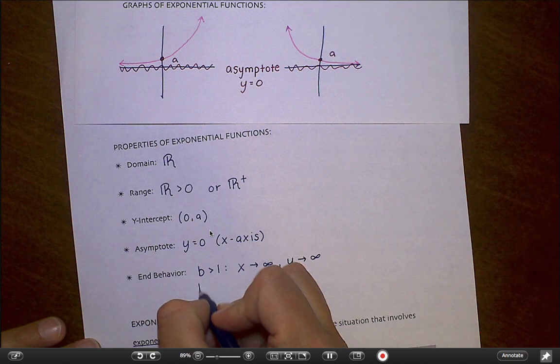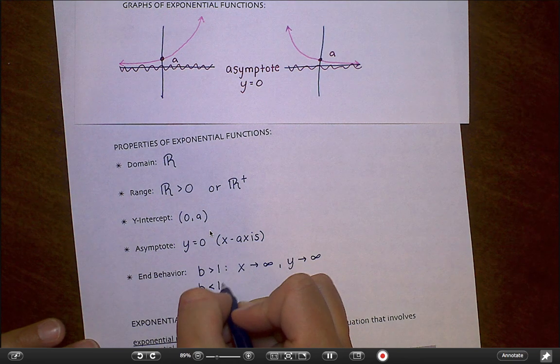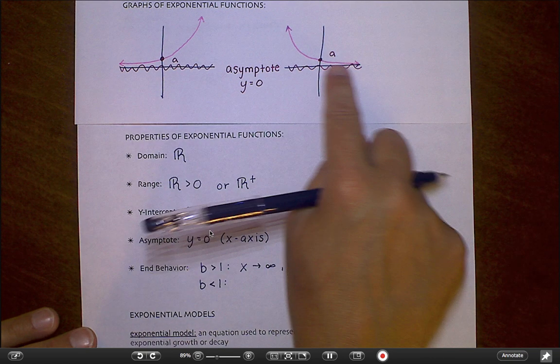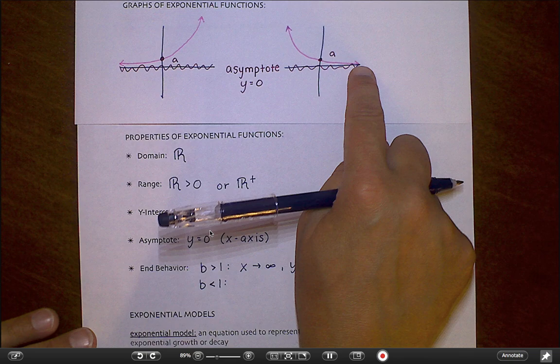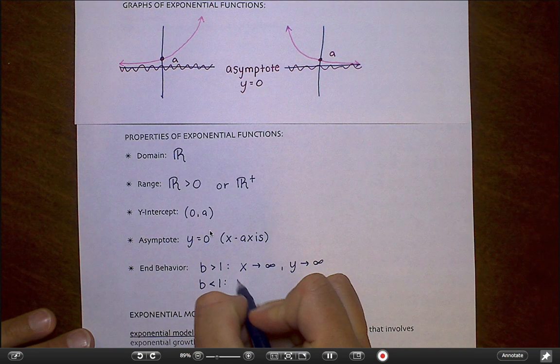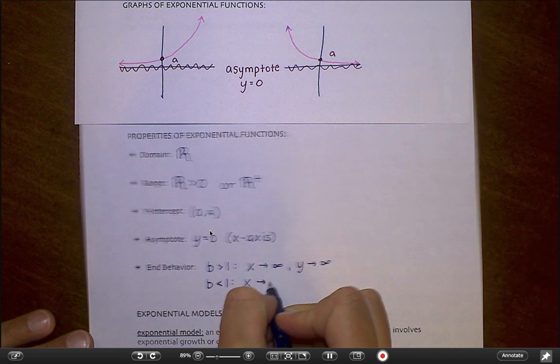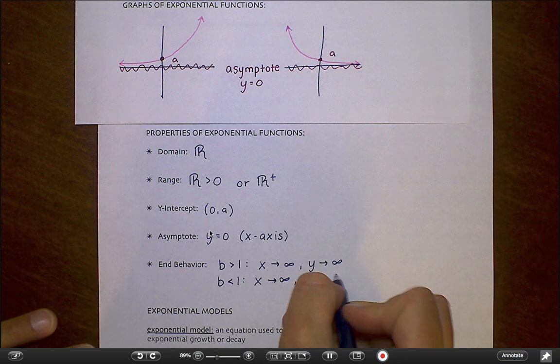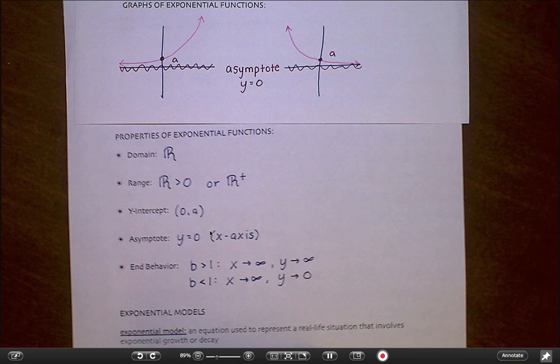But when I'm dealing with a growth factor that's less than 1, so when I'm dealing with decay, what's going to happen as I go to the right, my graph is coming closer and closer and closer to the x-axis. So I would say as I go to the right, my y value is actually approaching 0. That's what all of this is saying in symbols.